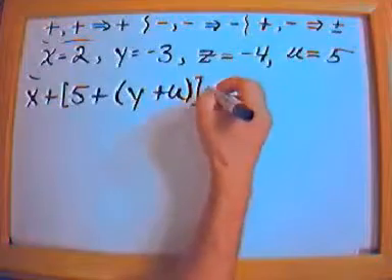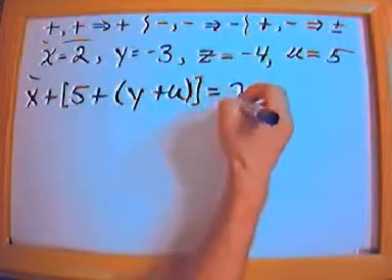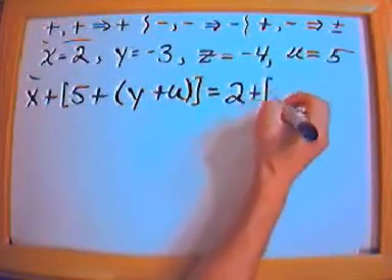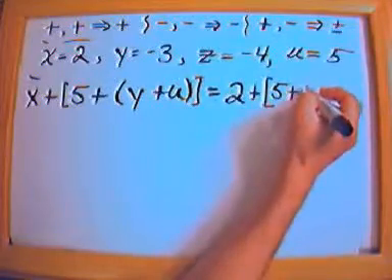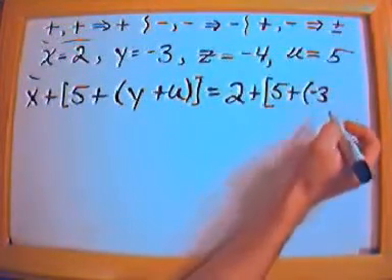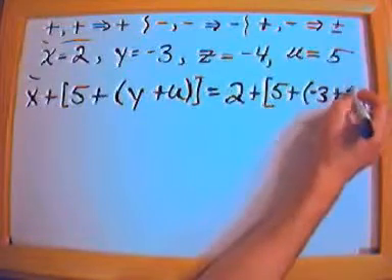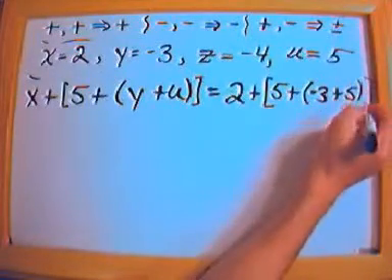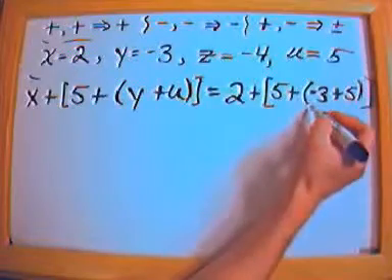Okay, so let's just fill it out. X is 2, so that's 2 plus bracket 5 plus y plus u. Y is negative 3 plus u, which is 5, just like this. And we'll work over here first.